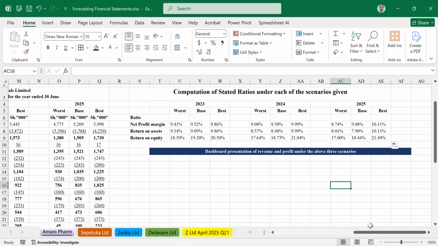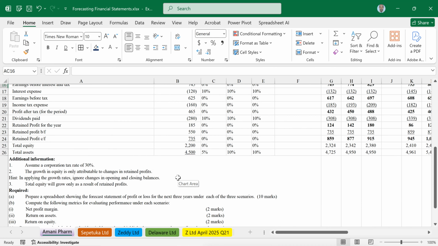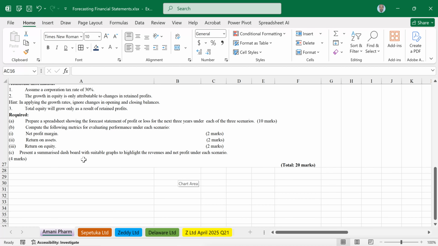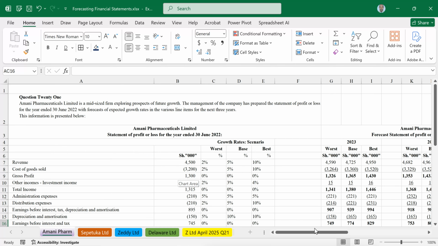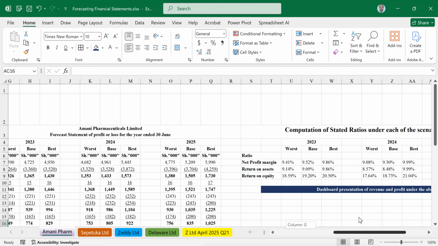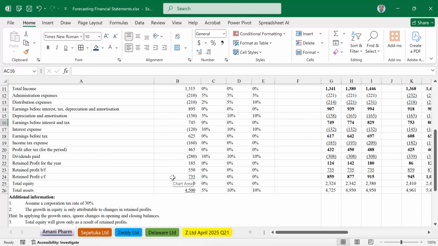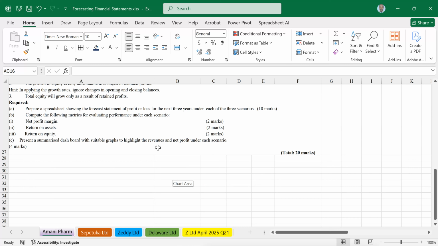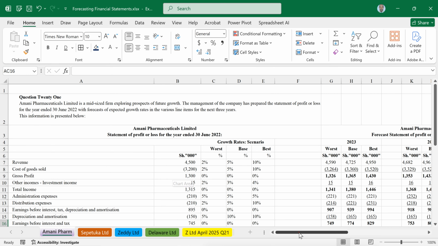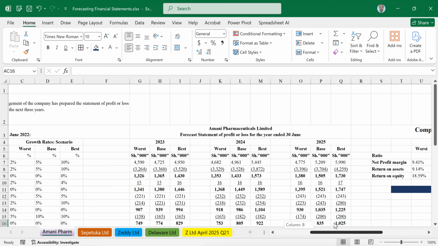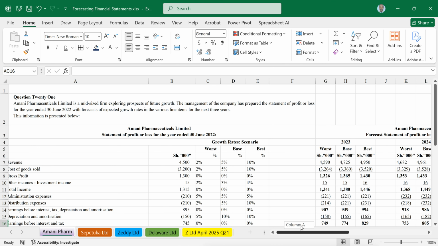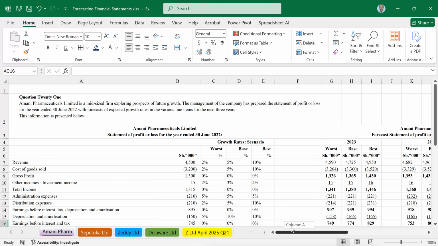So the last part of the question, present a summarized dashboard with suitable graphs to highlight the revenues and net profit under each scenario. So they want the revenues and net profit under each scenario, of course, for each of the years, for the 3 years.